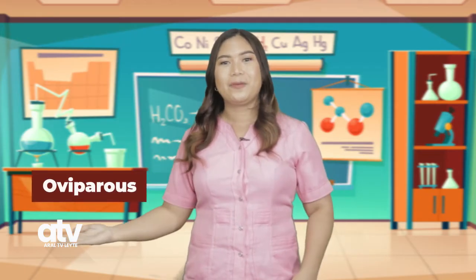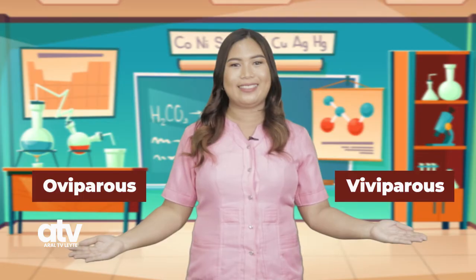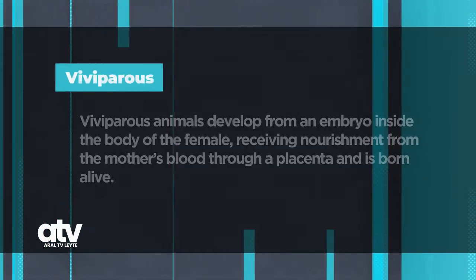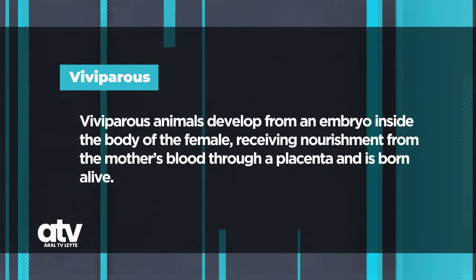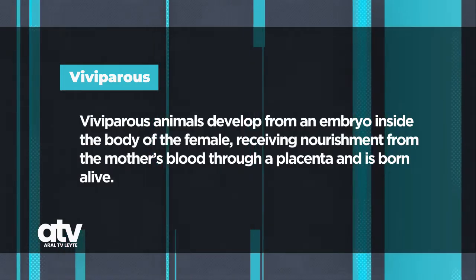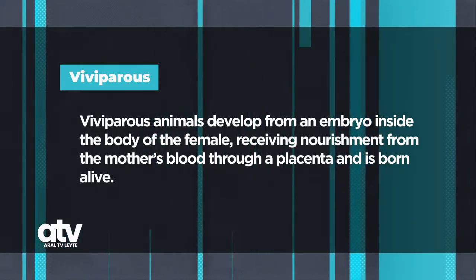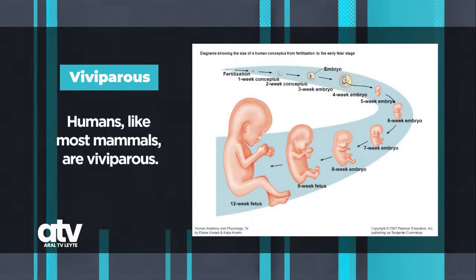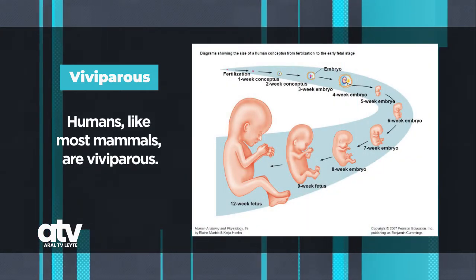What are the types of animals produced through internal fertilization? Do we have the same answers? Yes, oviparous and viviparous. Viviparous animals develop from an embryo inside the body of the female, receiving nourishment from the mother's blood through a placenta, and is born alive. Humans, like most mammals, are viviparous.